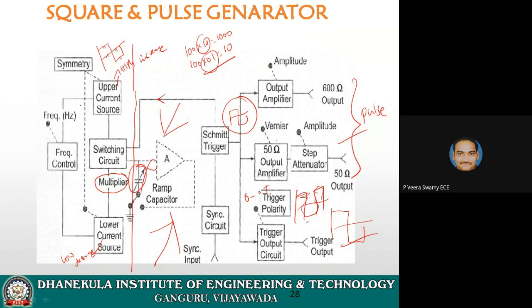So directly here the frequencies are generated, which are given to the Schmitt trigger. From the Schmitt trigger, we take the trigger output from this trigger output circuit, and here we give the square wave to two different outputs. One is 600 ohm, another one is 50 ohm. By varying this output load, you can get different durations of the pulses. So this is a square and pulse wave generator.